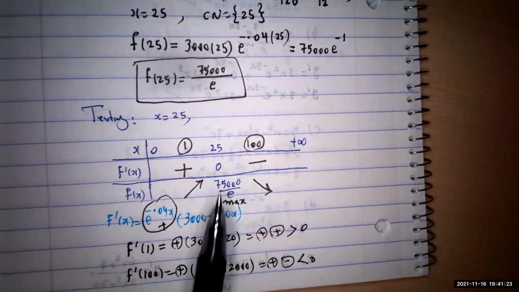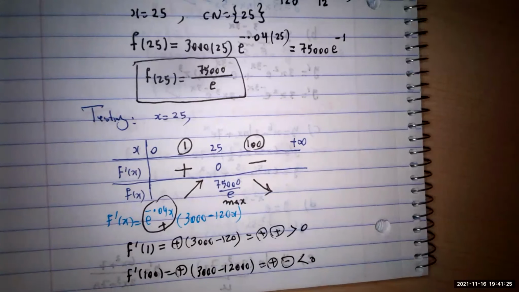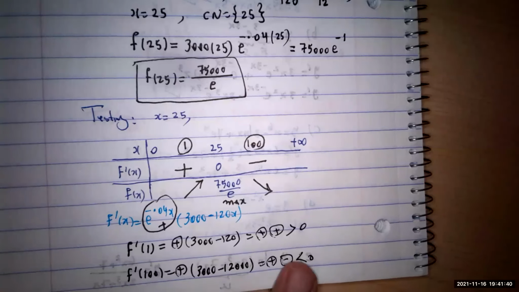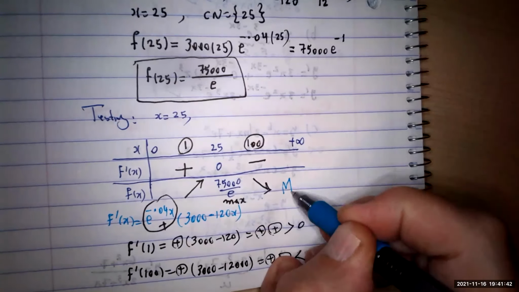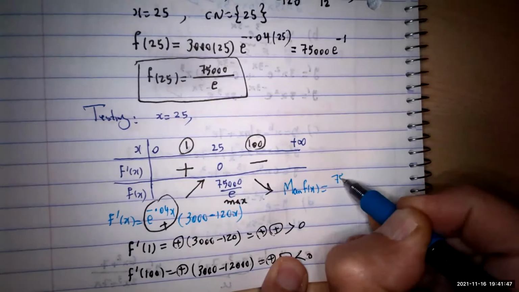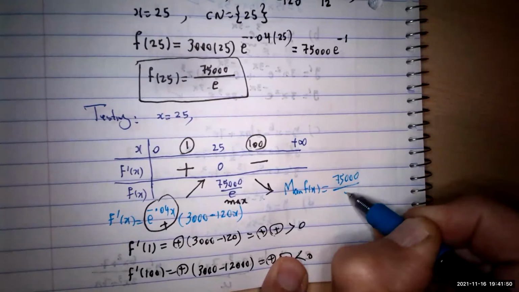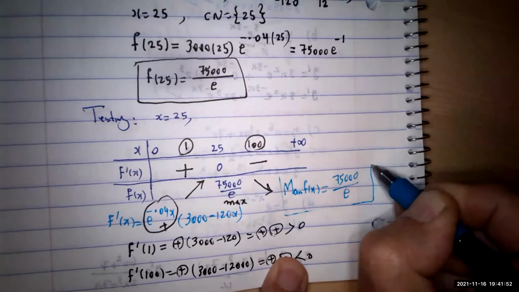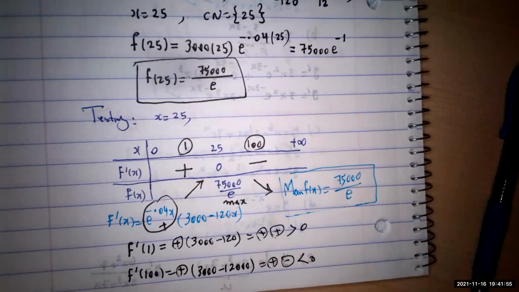So as you can see, f of 25 equal to 75,000 over e is a maximum. And since this is a relative maximum, but since there is nothing else to compare, this is the absolute maximum. So the final answer would be the maximum. This is absolute. F of x is 75,000 over e. And you are done. It's a very popular problem in this concept, if you like.